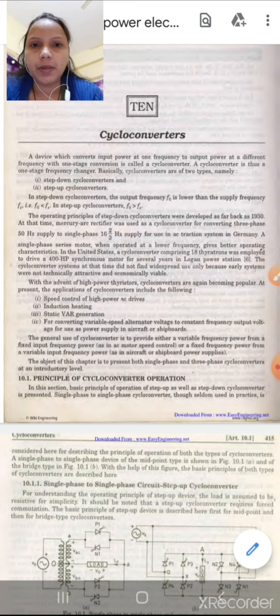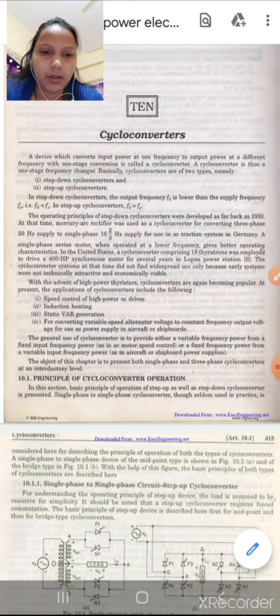So today's topic is the cycloconverter. We study the basic principle of cycloconverter, the working principle of single phase step up and step down cycloconverter, and at last we learn about the applications of cycloconverter. So let's begin with the definition and the basic principle of cycloconverter.